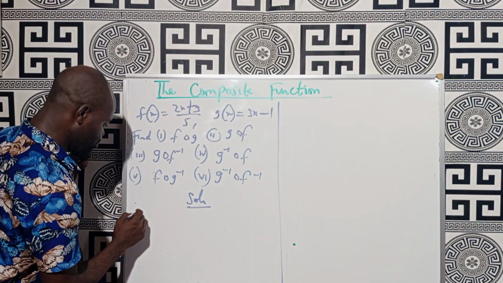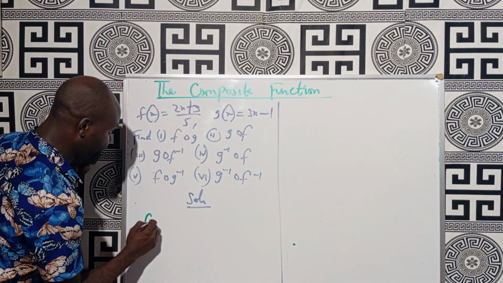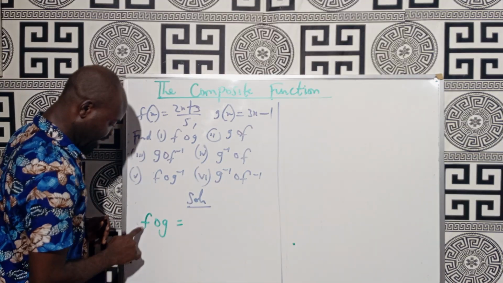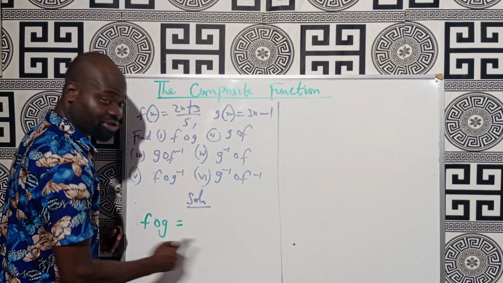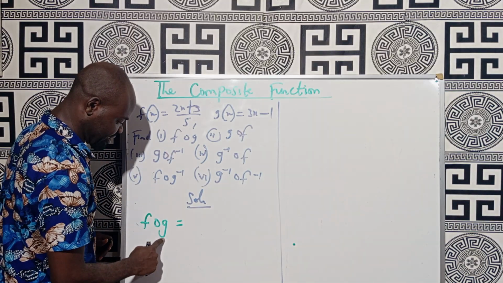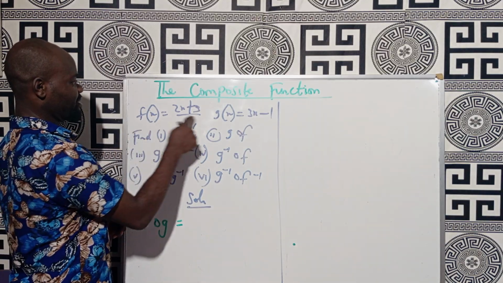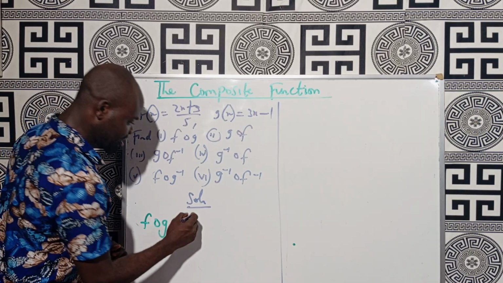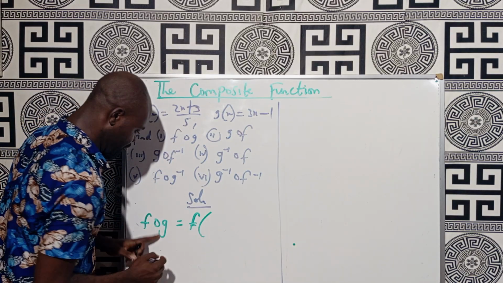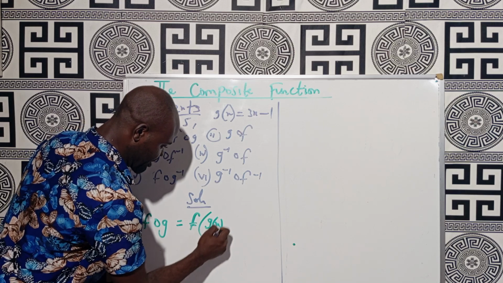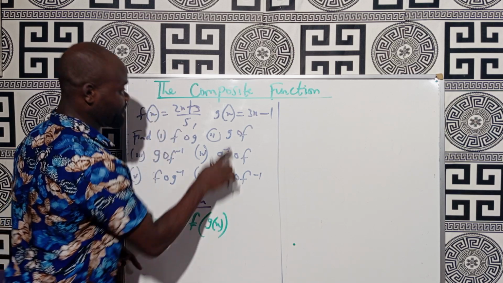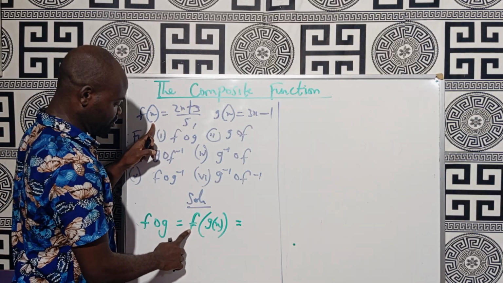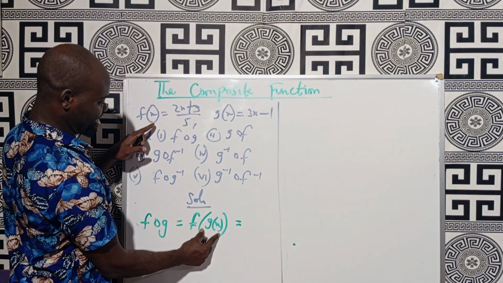So let's see. Solution. We have f o g. Your f o g means what? f of g. Just go back to f of x. Where's f of x? Here. It means put your g inside your f. That's f of g of x. You understand me now? Because g of x is there. So you come back to f of x. Understood? So f brackets x.